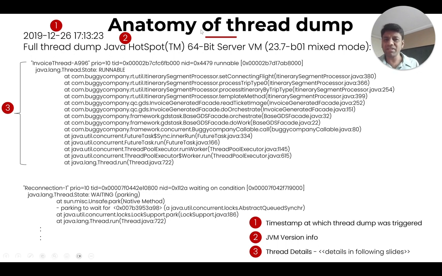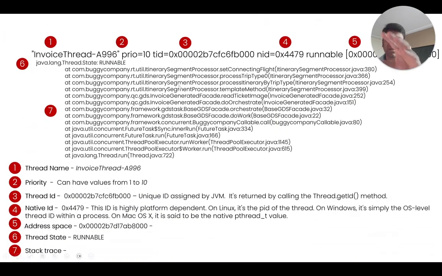Each thread has its own segment with details about that one particular thread. If you have hundreds of threads, you're going to see hundreds of segments reported in this thread dump. Let's look into the details. It says what the name of your thread is, its priority, its ID, what state it is in, and all this information.